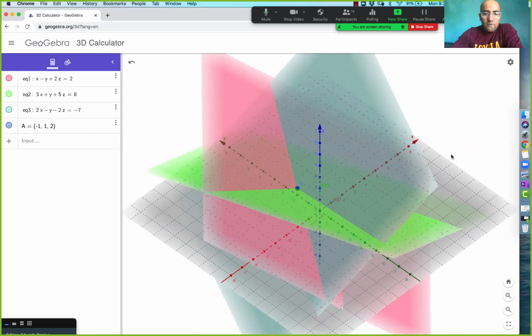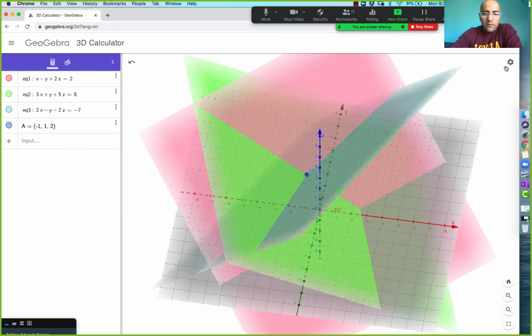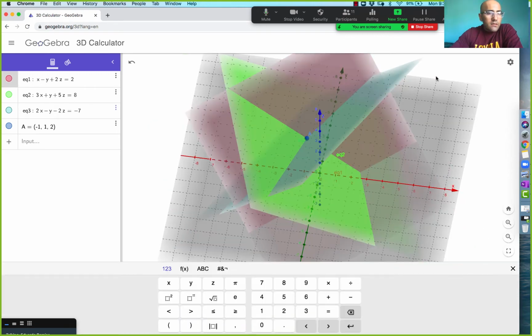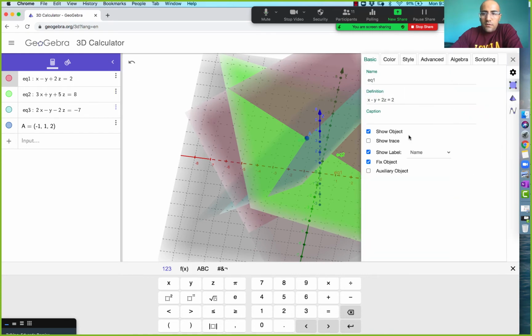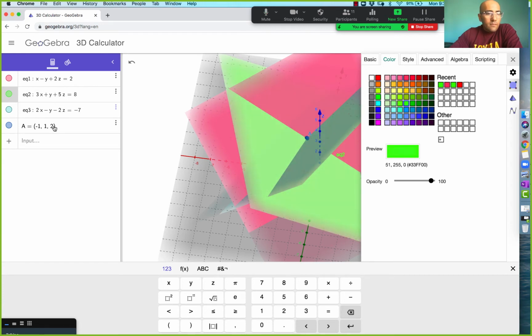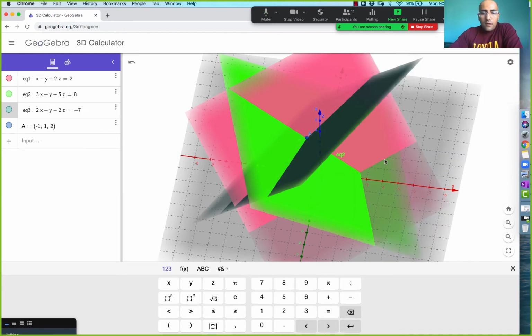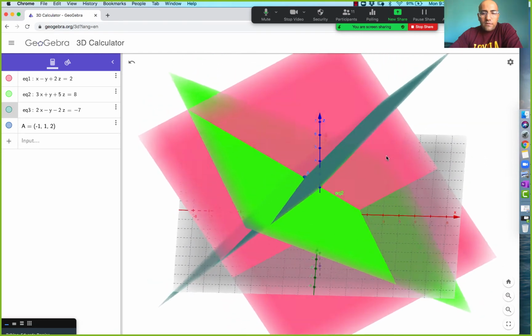I don't know if the fact that the planes are really opaque is helping or hurting. You can also change the settings of that. Let's go over here and change settings, color. Let's make it dark, less opaque. Let's go here and let's make this one also darker. And over here, let's make this one also darker. Okay, so maybe that makes it a little easier.